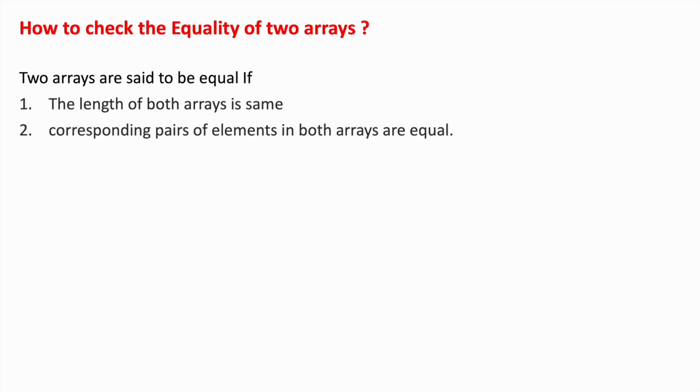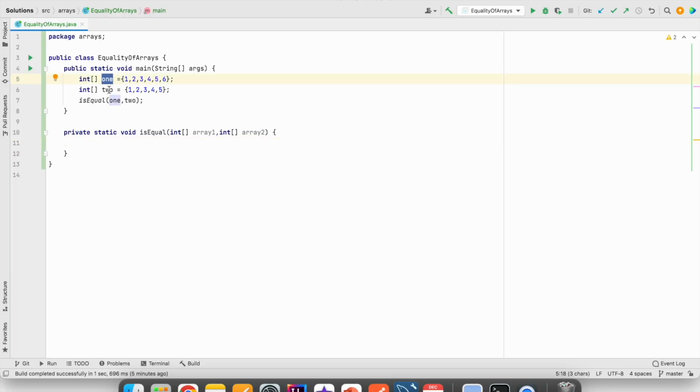So we can say two arrays are equal if the number of elements, the order of elements and the content of the elements are all the same. Let us see a small example of how we can check whether two arrays are equal or not. We have taken two arrays, array 1 and array 2, and we are trying to check if they are equal or not.